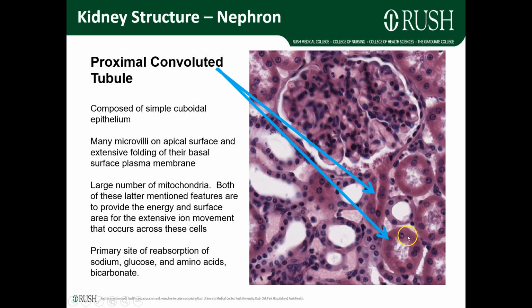One thing to note, and you will definitely be learning this in histology lab, is that if you look at the lumen of the proximal convoluted tubule, it appears to be fuzzy. And it's fuzzy because of the microvilli which are projecting from these cells into the lumen.